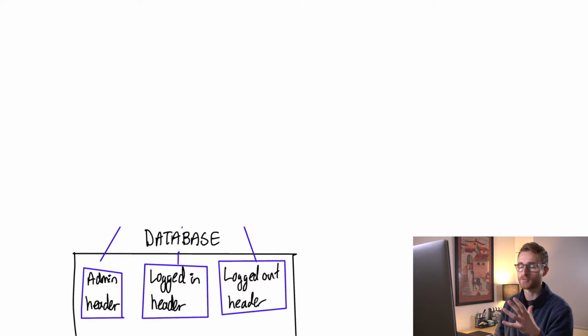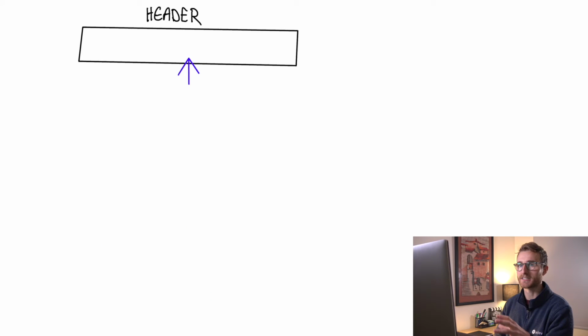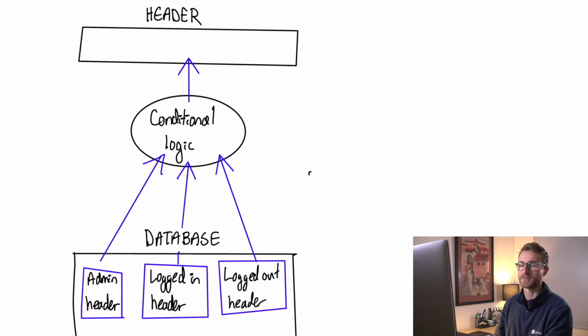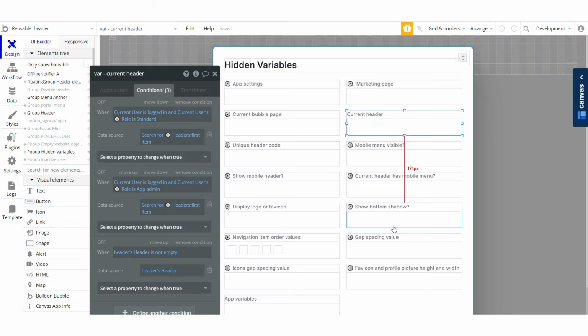Okay, so we've got these headers living in the database. On the input side, that's the input. On the output side, we've got a single reusable element as our header. And then in between, we've got some routing logic, some conditional logic that, depending on some conditions that you as the app creator are going to define, we're going to route a particular header onto the user's view. So that's how headers work in a general sense within Canvas, but how do we actually create our own header?